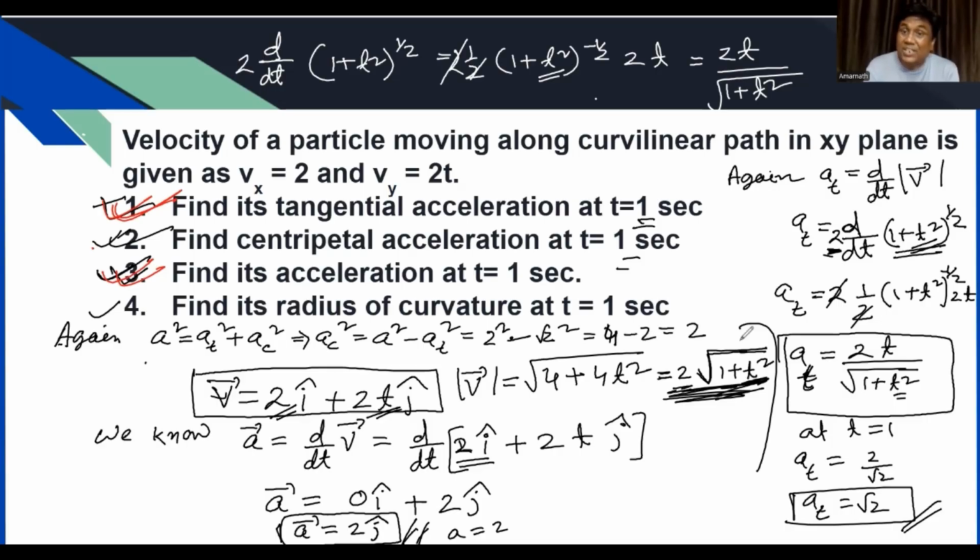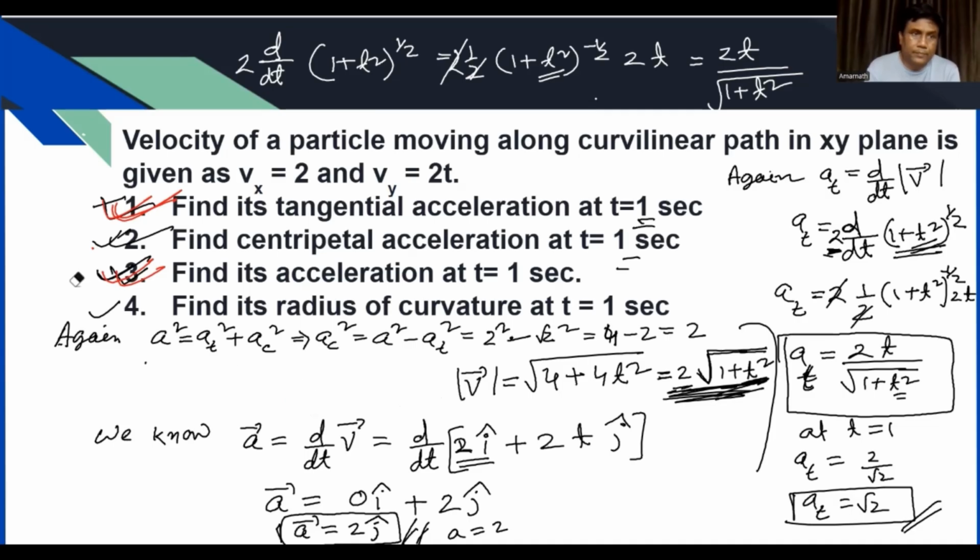But remember, ac square is 2. So it means ac will be under root 2. Calculation part you check it once more. Okay, so that part I understood. Which part? Sorry, not third part, second part. Find the centripetal acceleration at t equal to 1. So what will be the centripetal acceleration?